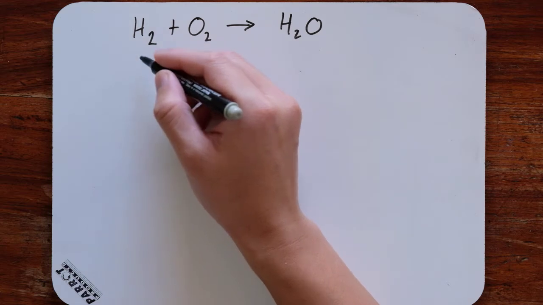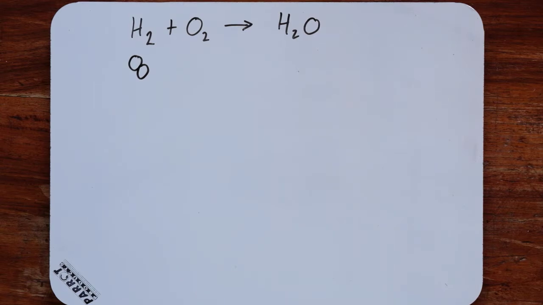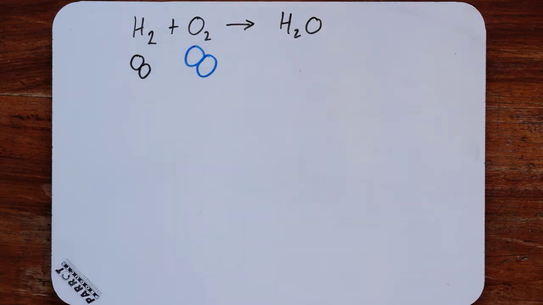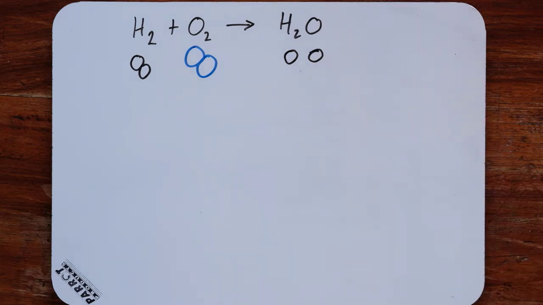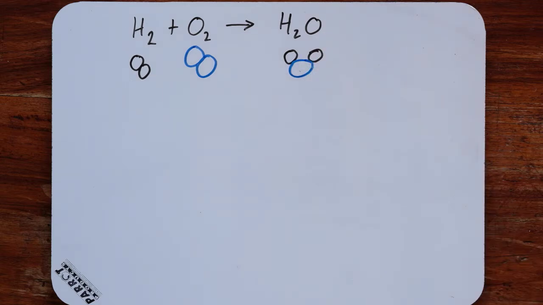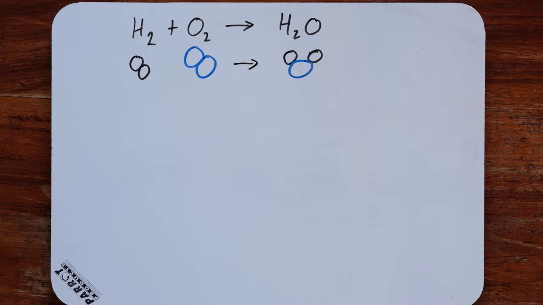So, if we pretend that H2 is a molecule such as that, then we can pretend that oxygen is a molecule such as that. And when we draw the molecule of H2O, it would look something like that. Okay, so what you can already see is that the H's are equal on both sides of the arrow, but the O's are not. This is where it is required to do some balancing.